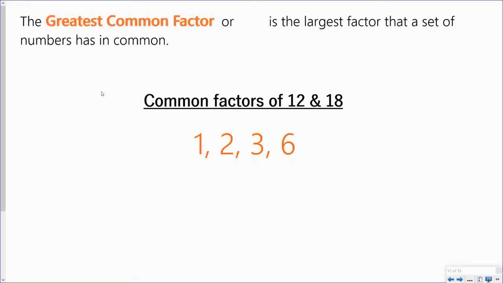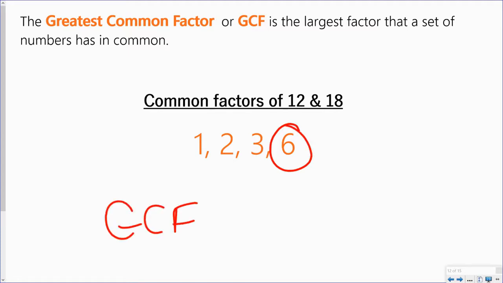The greatest common factor, or GCF, is the largest factor that a set of numbers have in common. So in this case, my largest number is 6. So the greatest common factor for 12 and 18 is 6, because it is the biggest number that goes into both 12 and 18.